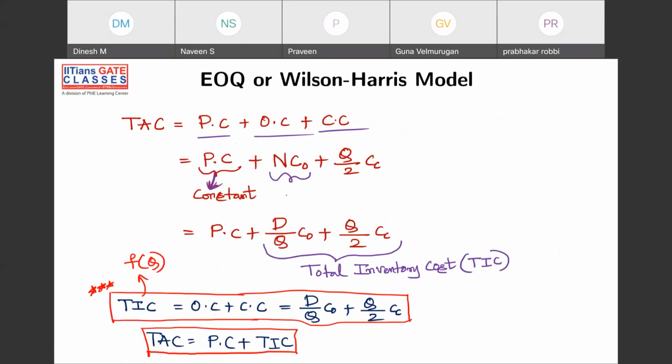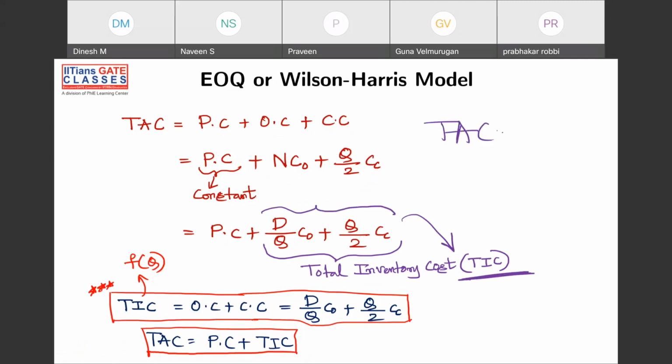And number of orders into cost per each order, and average inventory into carrying cost per unit per time. This purchase cost is constant, and it is not counted as an inventory cost. It is only calculated per annum. The other part, your ordering cost and carrying cost, is given as the total inventory cost, TAC. So I can write that total annual cost is equal to purchase cost plus total inventory cost.